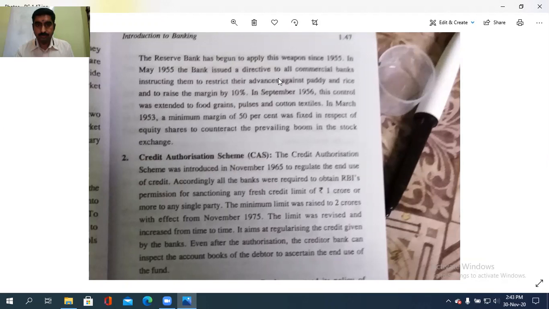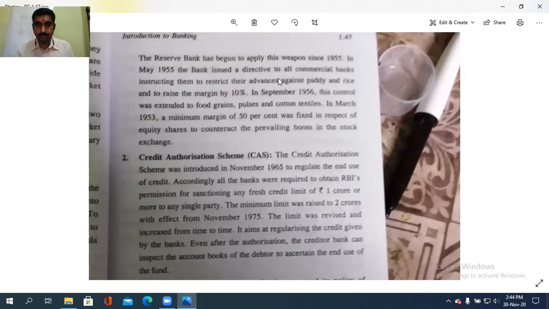So year by year, they made this valid. That is, in May 1955, a directive was issued to all the commercial banks instructing them to restrict their advances against paddy and rice. The advances for crops are to be restricted, and the margin raised by 10%. In September 1956, the control was extended to food grains, pulses, cotton textiles, etc. In March 1953, a margin of 50% was fixed in respect of equity shares to counteract the prevailing boom in the stock exchange. So that is the control over the advances.